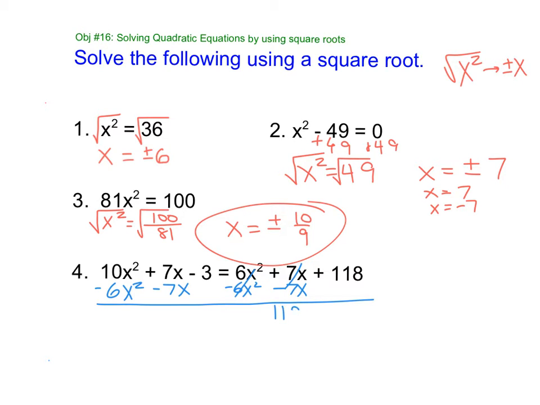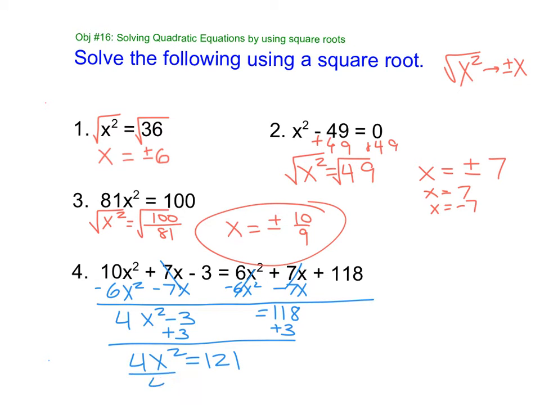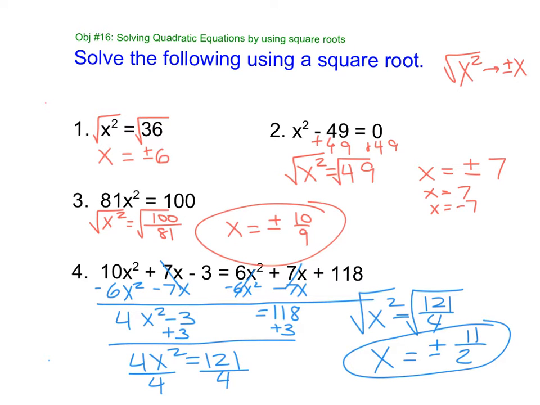So I have 118 equals 7x minus 7x cancels. 4x squared minus 3. I'm going to add 3 to both sides. I got 4x squared equals 121. Divide by 4. X squared equals 121 over 4. Square root of both sides. The square root of 121 is 11. The square root of 4 is 2. A little tricky, but we can do it.